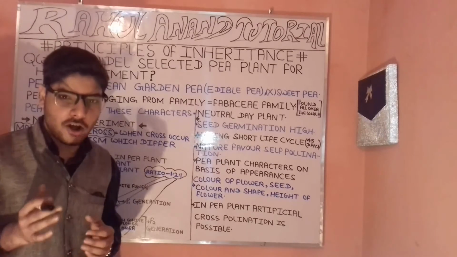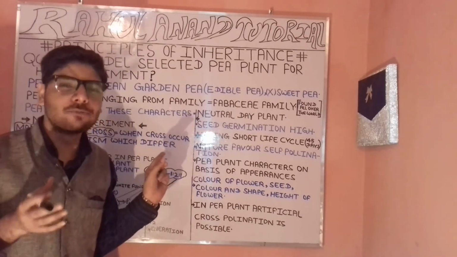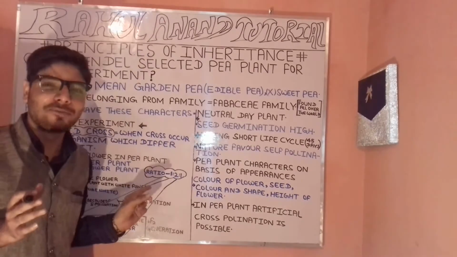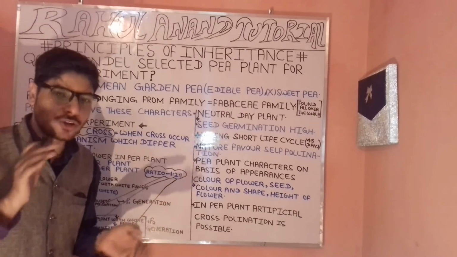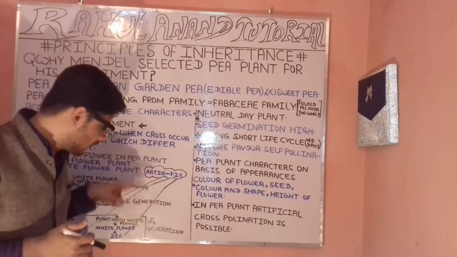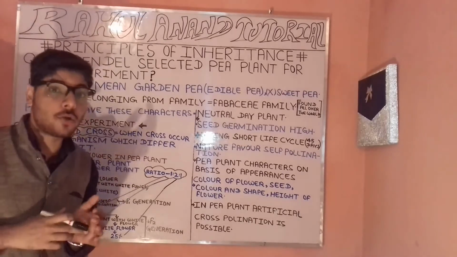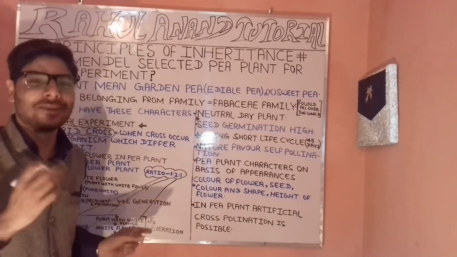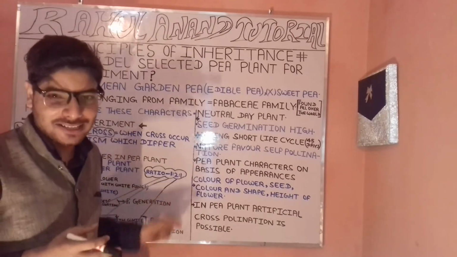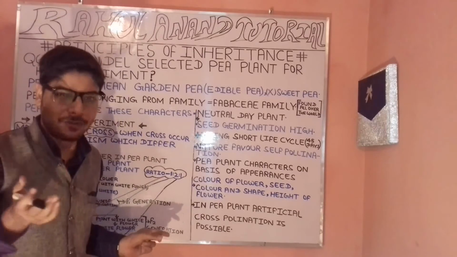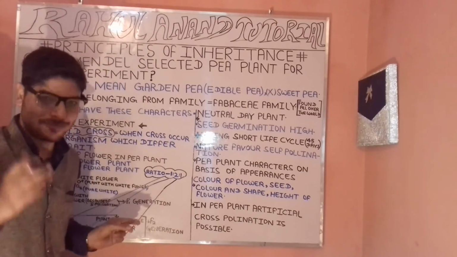When the cross occurs between organisms which differ in one trait, it comes under the monohybrid cross, for example the plant with the red flower and the plant with the white flower. So let's try to understand these elaborating formulas. When we cross the plant bearing the red flower with the plant bearing the white flower, let's understand what will occur in this case.